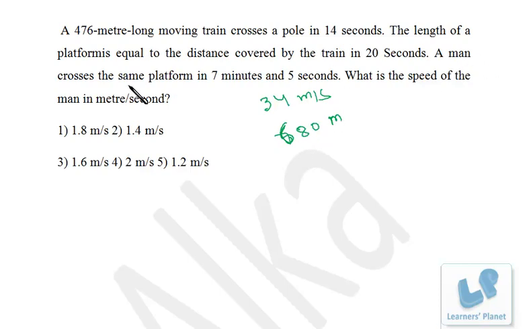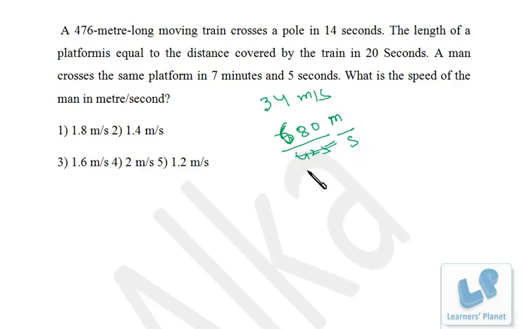Now this man is crossing this platform whose length is 680 in 7 minutes and 5 seconds, right? Now 7 minutes is what? It's 420 seconds and plus 5 seconds, that means 425 seconds. So this is the length, this is the time, right? So we can calculate the speed of the person in meter per second. Directly we'll be getting the answer in meter per second.